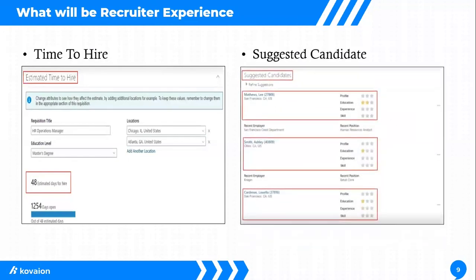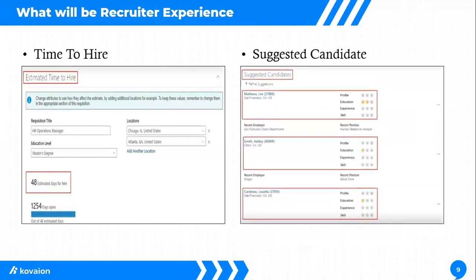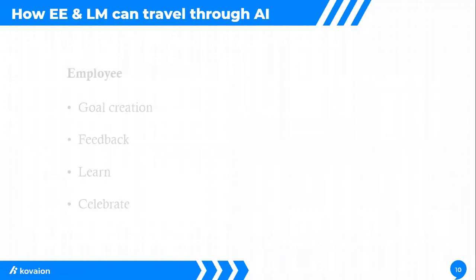The suggested candidate: when we upload a resume for a particular job the candidate applies to, they will also get, based on their profile, education, experience, and skill, a quick snapshot on this.